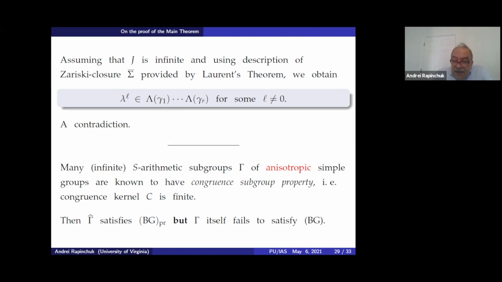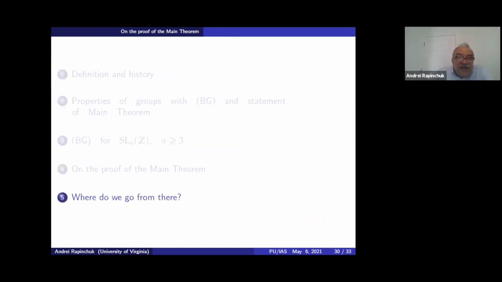Okay, and then, so where do we go from here? So the result was negative. Should we forget about groups with bounded generation? I don't think so. First of all, it would be nice to have this property for all isotropic groups, because as Shalom and Willis showed, this can be used for other things like the Margulis-Zimmer conjecture.